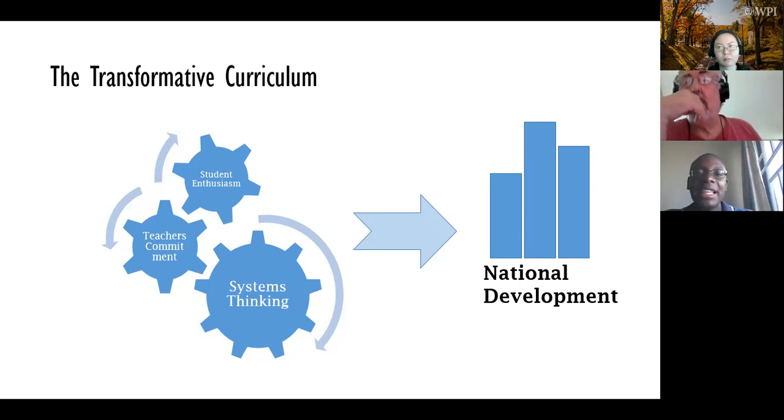It will make systems thinking flourish in Ghana. It will make the benefits that systems thinking provides actually better. Yes, because if the teachers are not committed and they are still myopic, self-serving, they will not be able to make the transformative curriculum flourish as it's supposed to. And that will maybe even reduce national development.